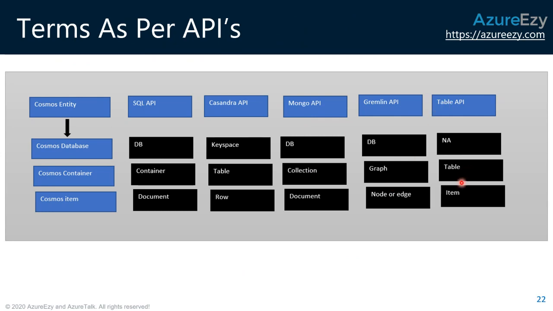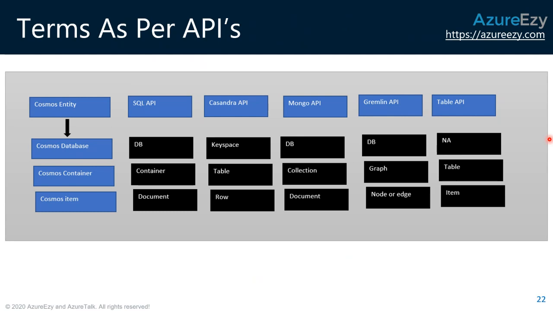For table, it's table. And similarly for item, if you're talking about SQL, it's document because it's a JSON document. For Cassandra, it's row because it was a table in the container. You see, that's how you can relate it. For Mongo, it's document again because it's a JSON document. For Gremlin, it's node or edge because these are graphs where the nodes and the relationships are decided with the vertices. And for table, it's item. So the names of these structures, database, container, and items, change as per the APIs. All right, this is also an interesting topic.